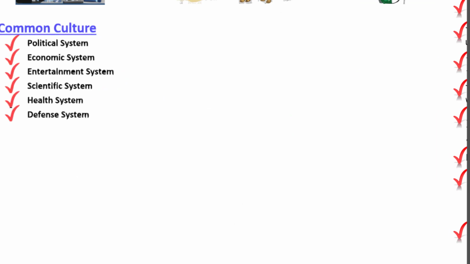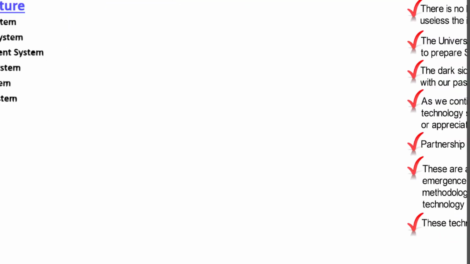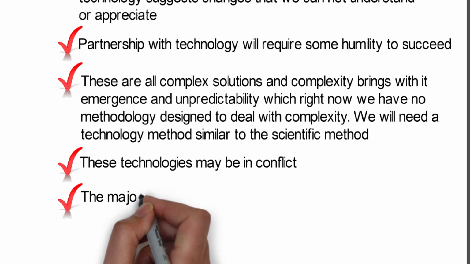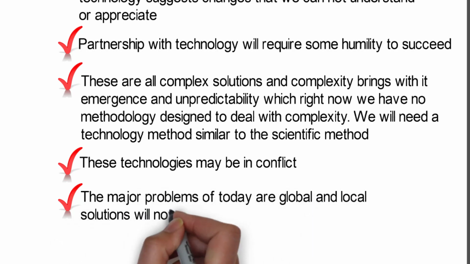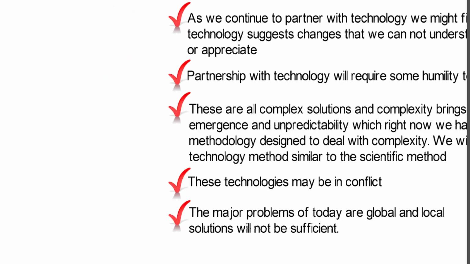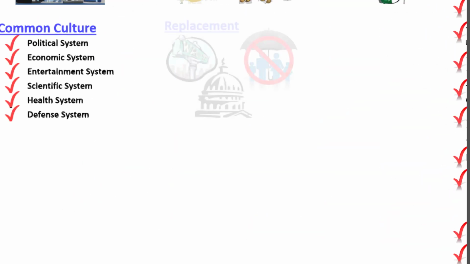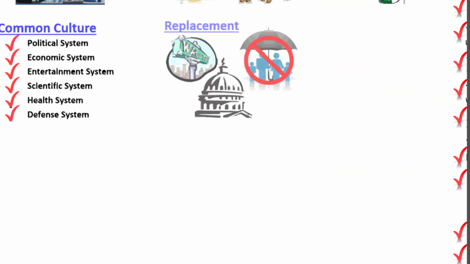Then he talks about the fact that we talk about common culture. He basically said, despite the current emphasis on cultural differences, we are really in agreement on most of the major issues. A nice example he gives is E equals MC squared is true in all cultures. But the major problems today are global, and local solutions will not be sufficient. So common culture is actually an advantage for us.